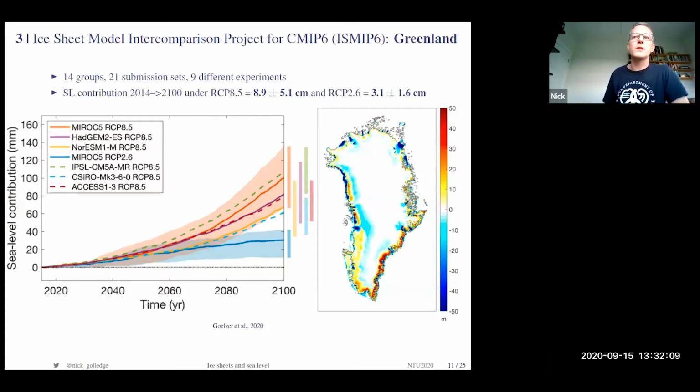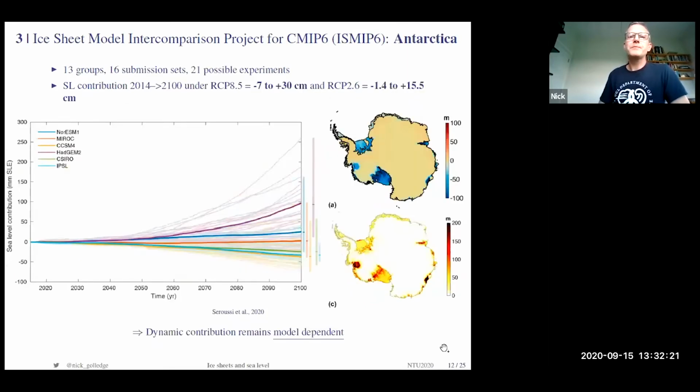And that's because in Greenland, we're looking mainly at a mass balance effect. Essentially, it's all down to how much the air warms and how much melts at the surface. In Antarctica, next slide, please. It's quite different. So here we've got a big uncertainty due to the dynamic response of the ice sheet, not so much the surface melting.